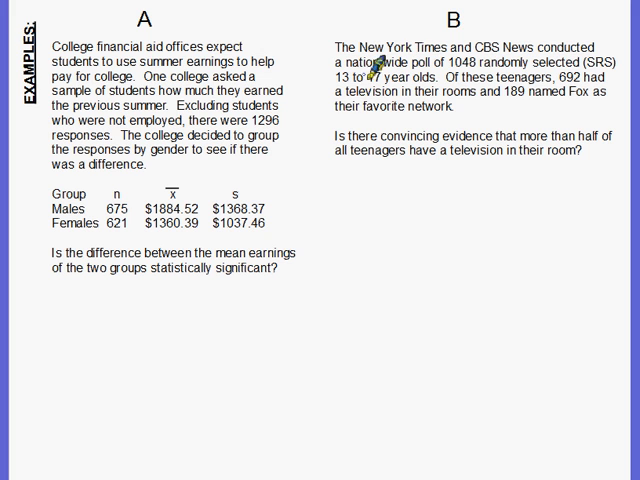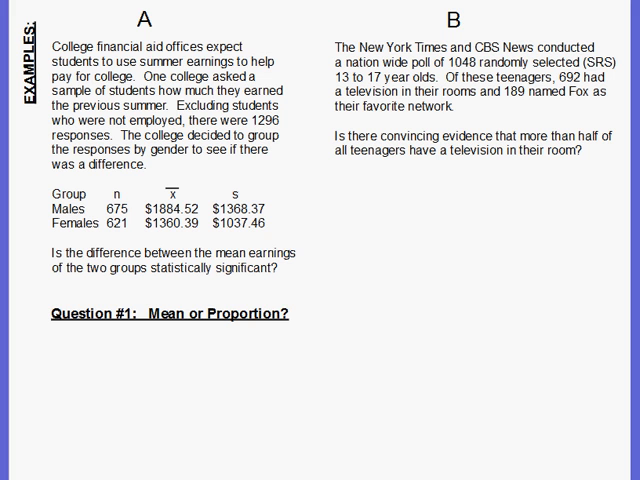Over here, example B, we have a poll of 1,048 randomly selected 13 to 17-year-olds, and we're given this result that 692 had a television in the room. The 198 naming Fox as the favorite, we're not really using for this particular question, because the question is: is there convincing evidence that more than half, this is a key word right here, of all teenagers have a television in their room? So let's start asking ourselves those basic questions.